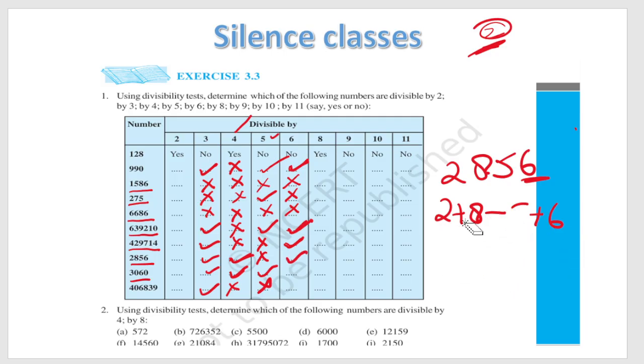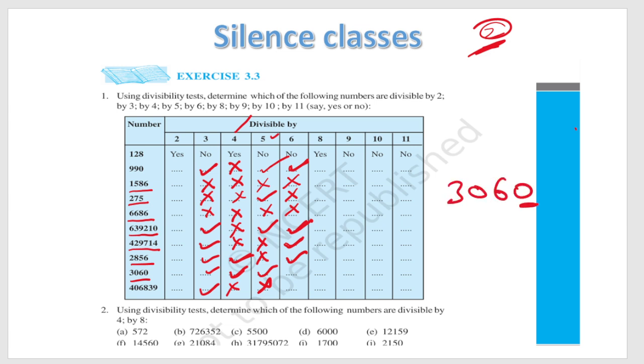Let's move to the next question. The next question is 3060. 0 is there. This means this number is divisible by 2. And 3 plus 0 plus 6 plus 0 is 9. And 9 is also divisible by 3. This means this number is divisible by 6.